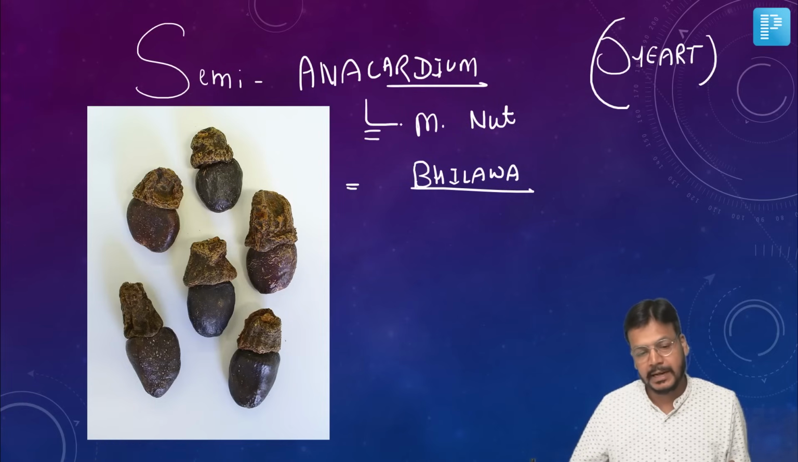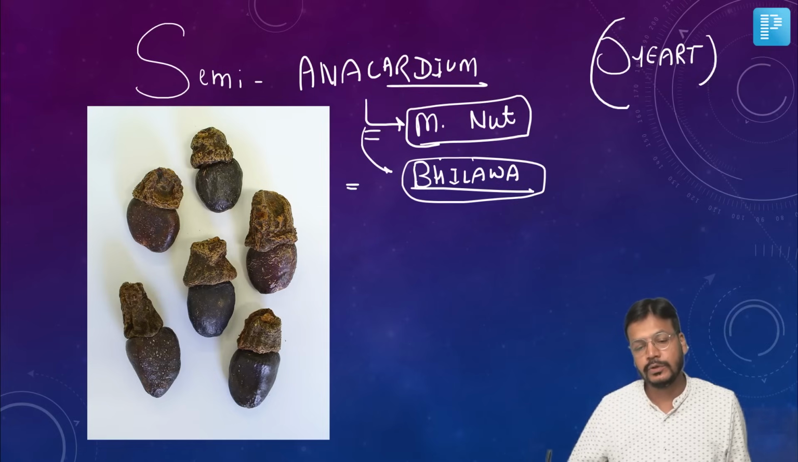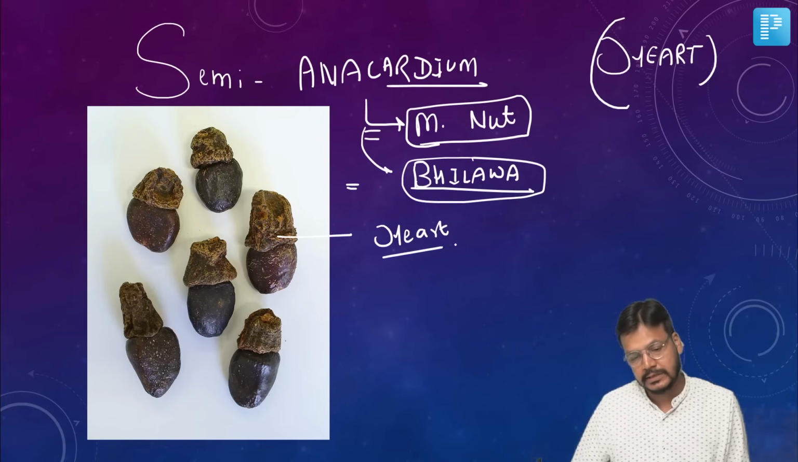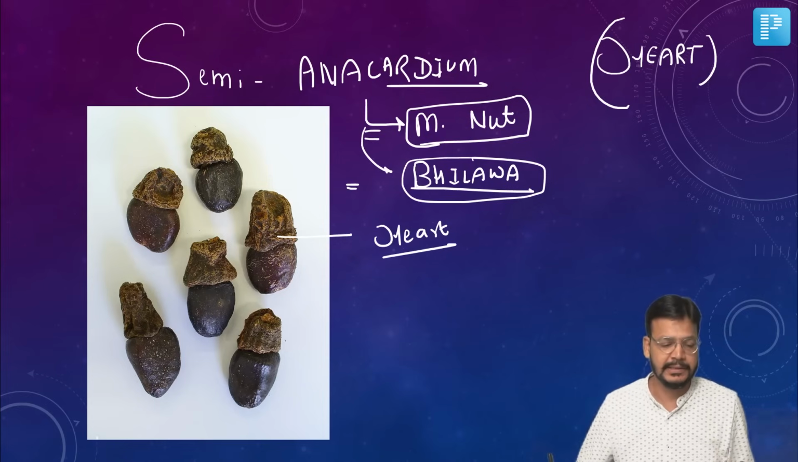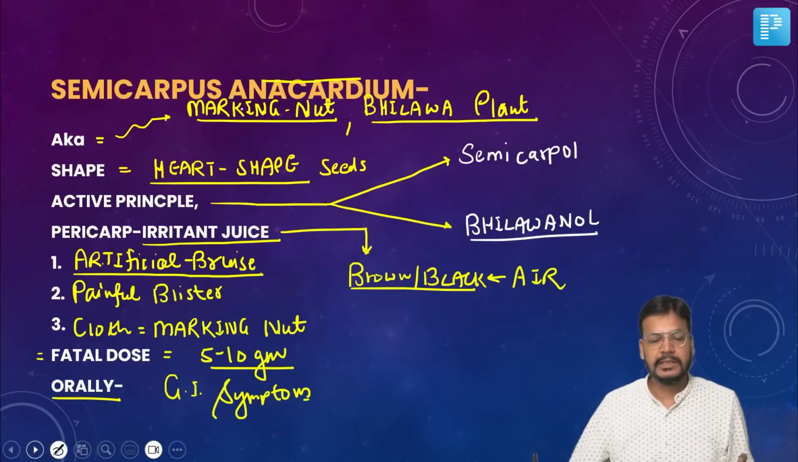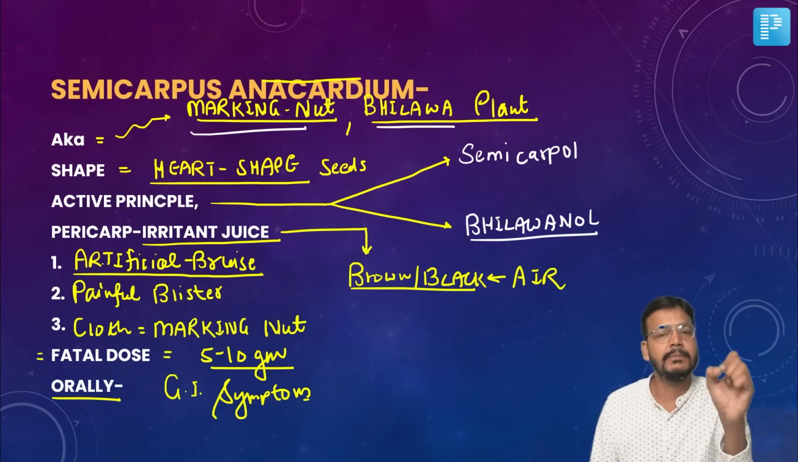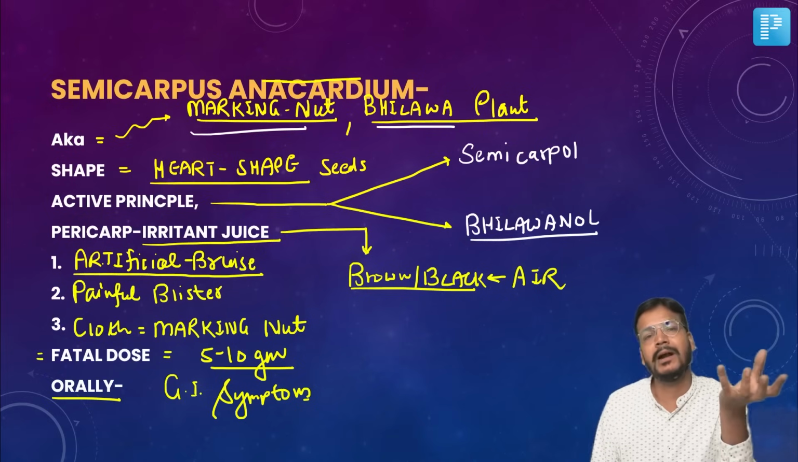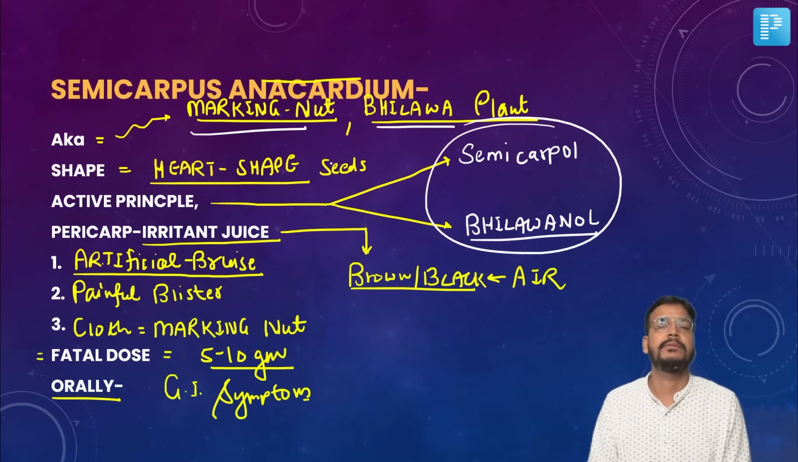This is Semecarpus anacardium. It is also known as marking nut, also known as bilava. The seed looks heart shaped. This question comes in exams. Heart shaped seeds are Semecarpus anacardium. I have seen this question many times. Bilava is another name of Semecarpus anacardium. Look, the name has cardium, so it is heart shaped. The active principles are semecarpol and bilavanol.